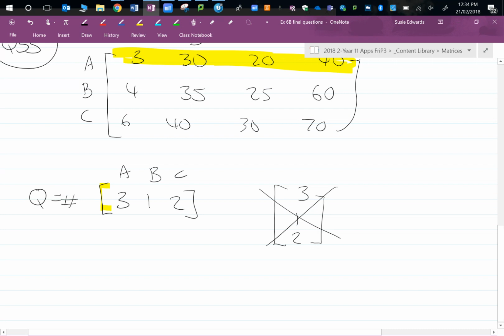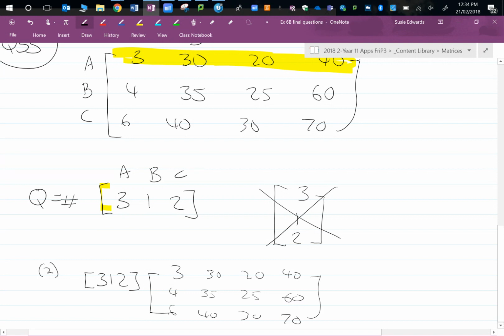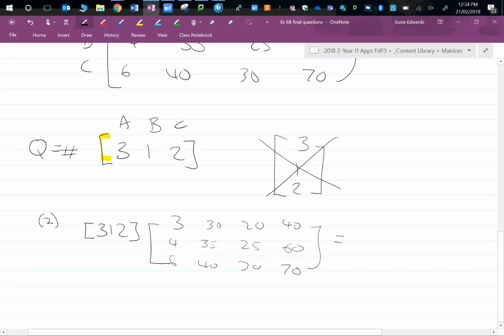So for part A, determine the product and what it would represent. So for this, we'd go 3, 1, 2. There should be more gaps between those numbers, but that's okay. 3, 30, 20, 40, 4, 35, 25, 60, 6, 40, 30, 70. And we'll get our answer.